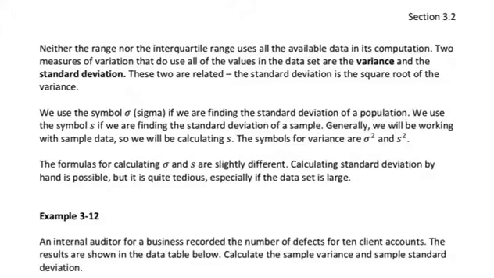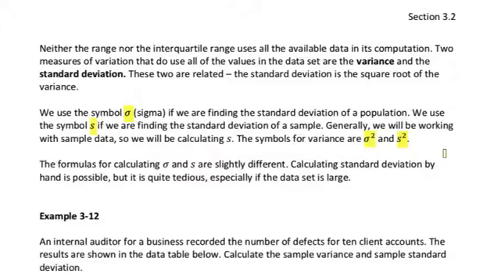These two are related in that the standard deviation is found by taking the square root of the variance. We have two symbols for standard deviation, just like we had for mean. The Greek letter sigma is used for standard deviation of a population, and we use the letter S if we're finding standard deviation of a sample. Generally, if you're asked to calculate the standard deviation, you can assume that you're working with a sample and you will be calculating S. The symbols for variance are sigma squared if it's the variance of a population, and S squared if it's the variance of a sample.